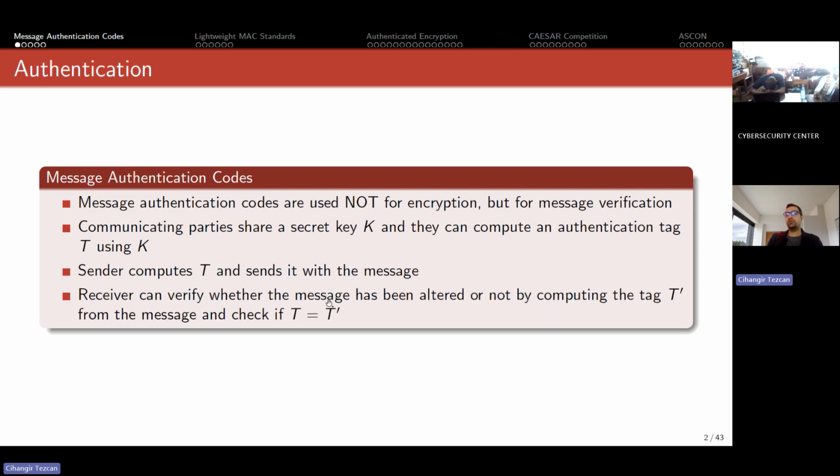And from the message you received, you also generate the tag following my steps. And now you generate the tag T prime. And you check if T prime is equal to T. If they're equal, this means that nobody modified my message. If it is not, this means that somebody modified the message, so the verification is broken. Okay, so this is how it works.